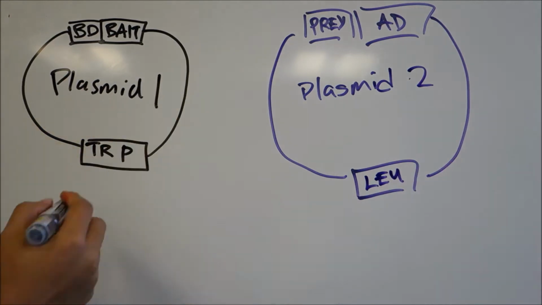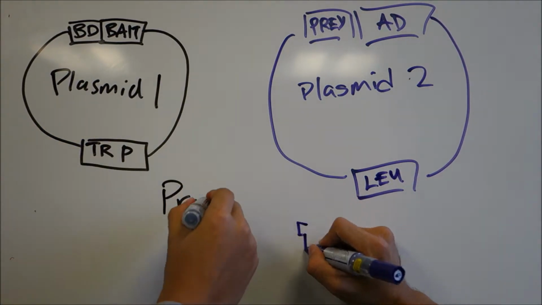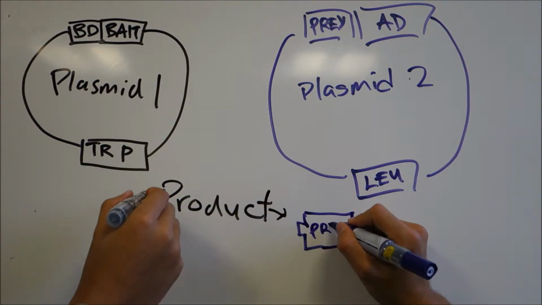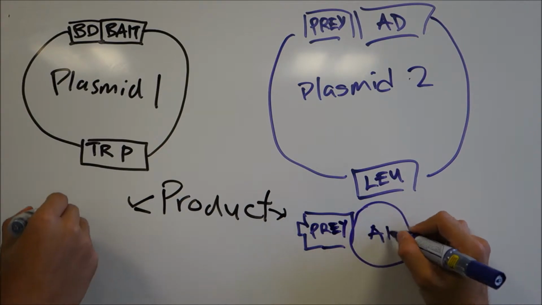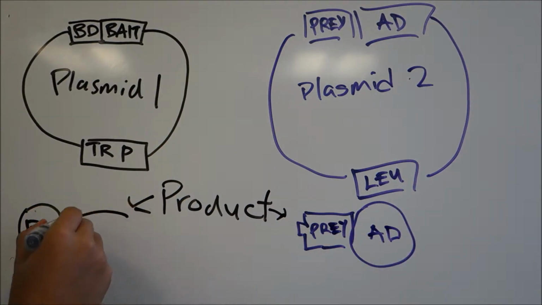There are multiple copies of the second vector with a cDNA library cloned to each of them. This way they all encode for an activation domain fused to a different prey domain. The prey domain is the domain that binds to the bait domain.